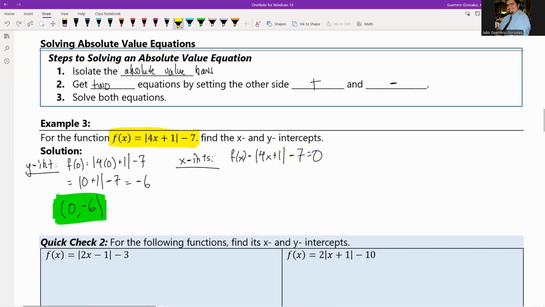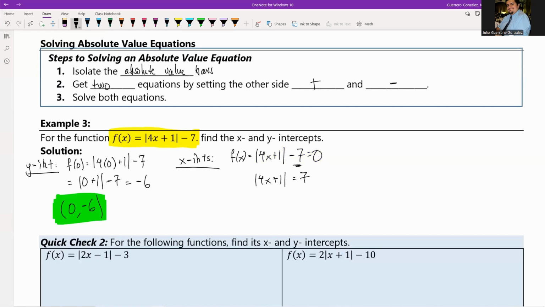So the first step is to isolate the absolute value bars. You guys see these 2 bars right here? I need to get that by itself. To do that, my minus 7 is right here, and I get to throw that to the other side. So the absolute value of 4x plus 1 is equal to 7. I've isolated the absolute value.